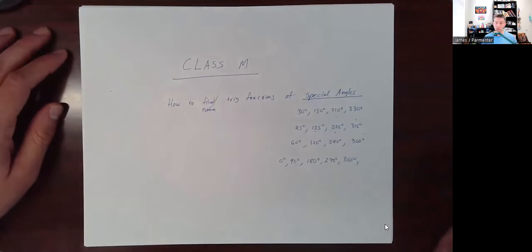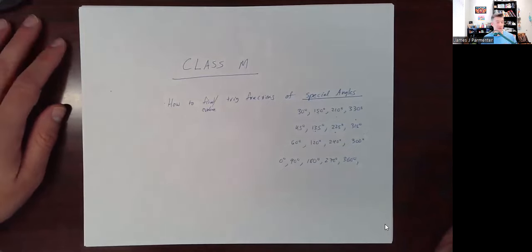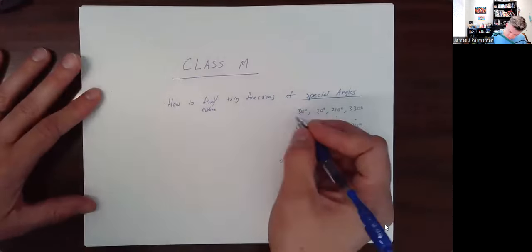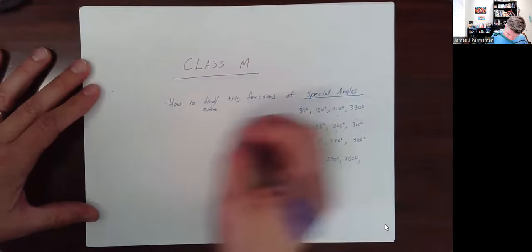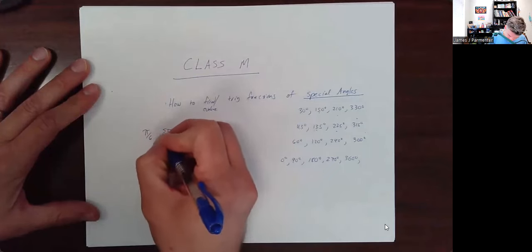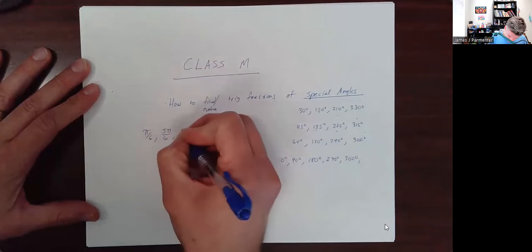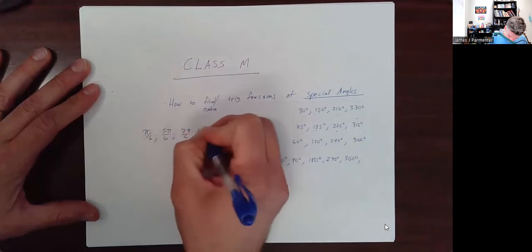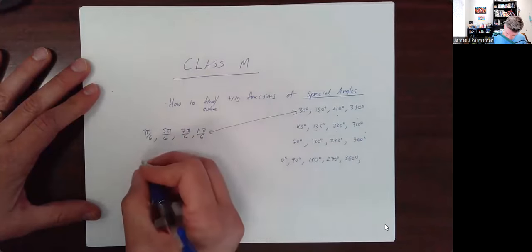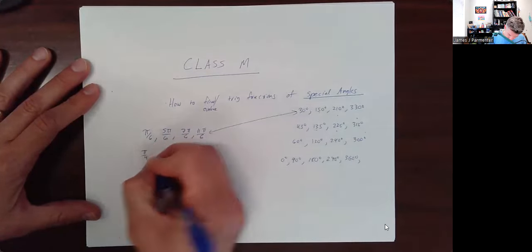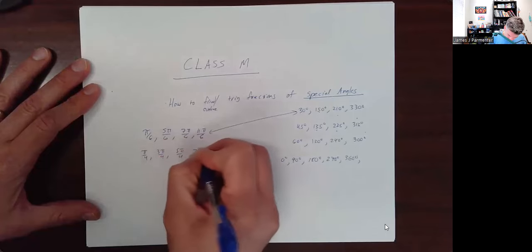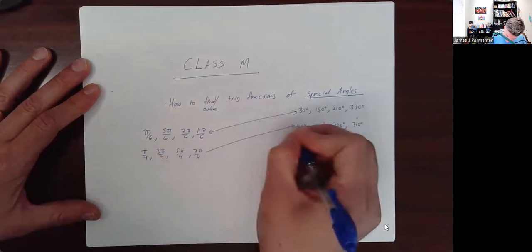Of course, there's also the radian versions. For radians, 30 degrees is pi over 6, and then 5 pi over 6, 7 pi over 6, 11 pi over 6. Those all match up with those. And then pi over 4, 3 pi over 4, 5 pi over 4, 7 pi over 4. Those all match up with those.